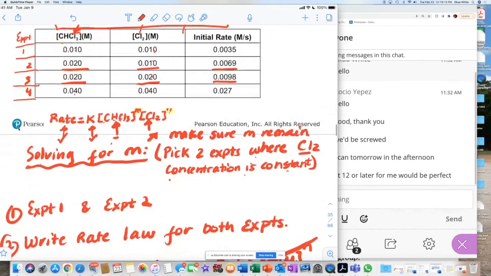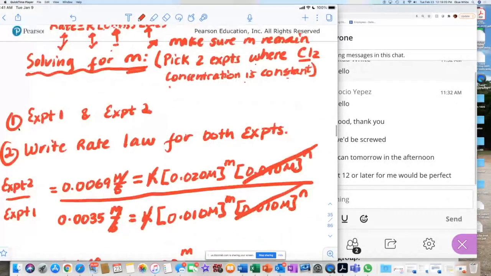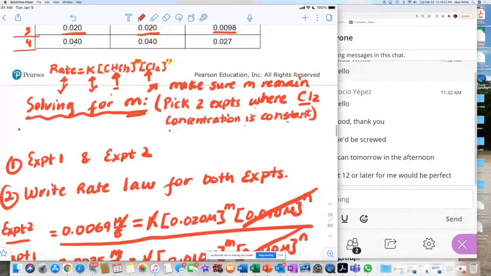To solve for the order with respect to sulfur N concentration, pick experiments where the other concentrations are constant. To solve for M, once again pick experiments where the other two sets are constant. You figure out which ones to pick once you practice this. Then calculate the rate constant.